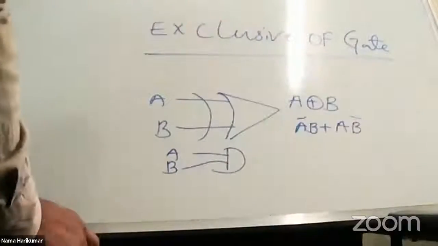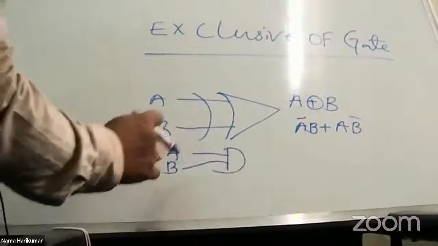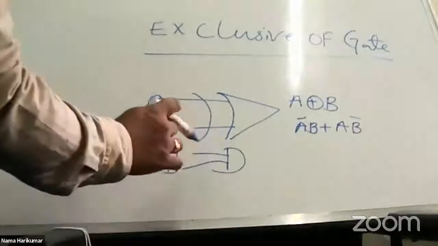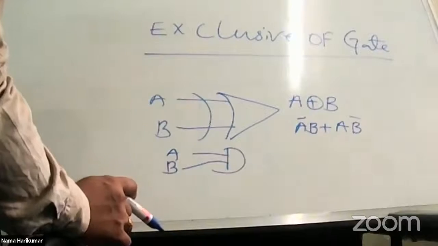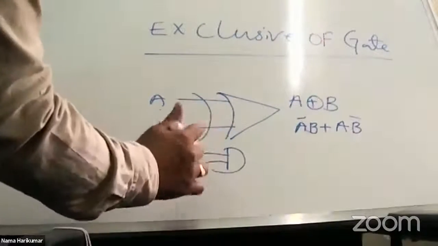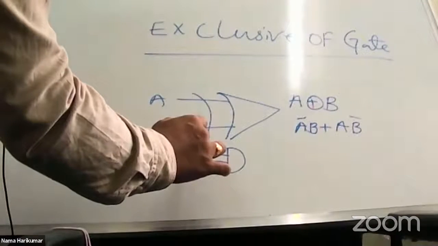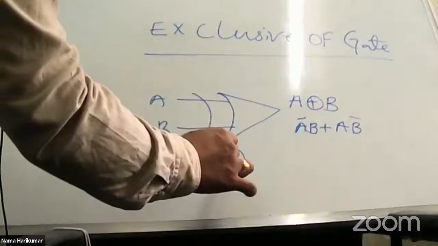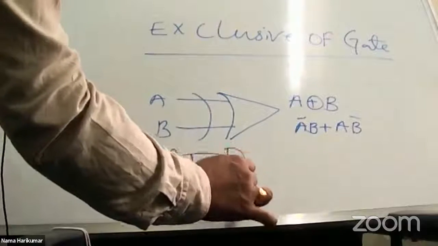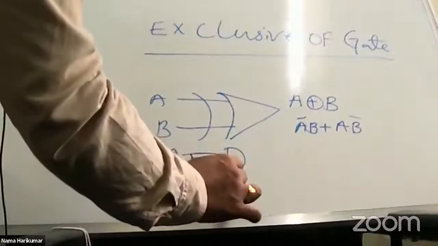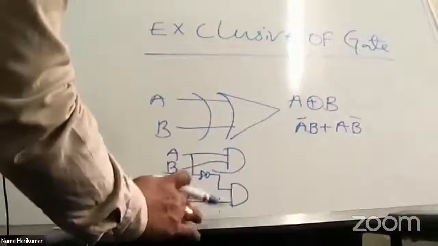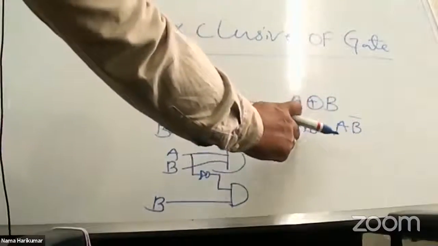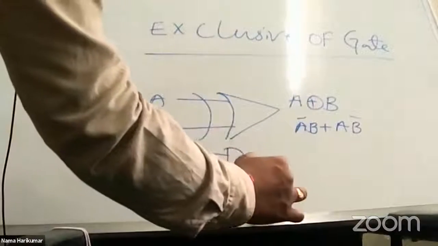First of all, A bar is there. A bar means we have to connect a NOT gate before it. How can we connect it? The NOT gate we connect like this. You see that one? Next is B. A bar means we have connected a NOT gate. So A bar B, this is A bar B.